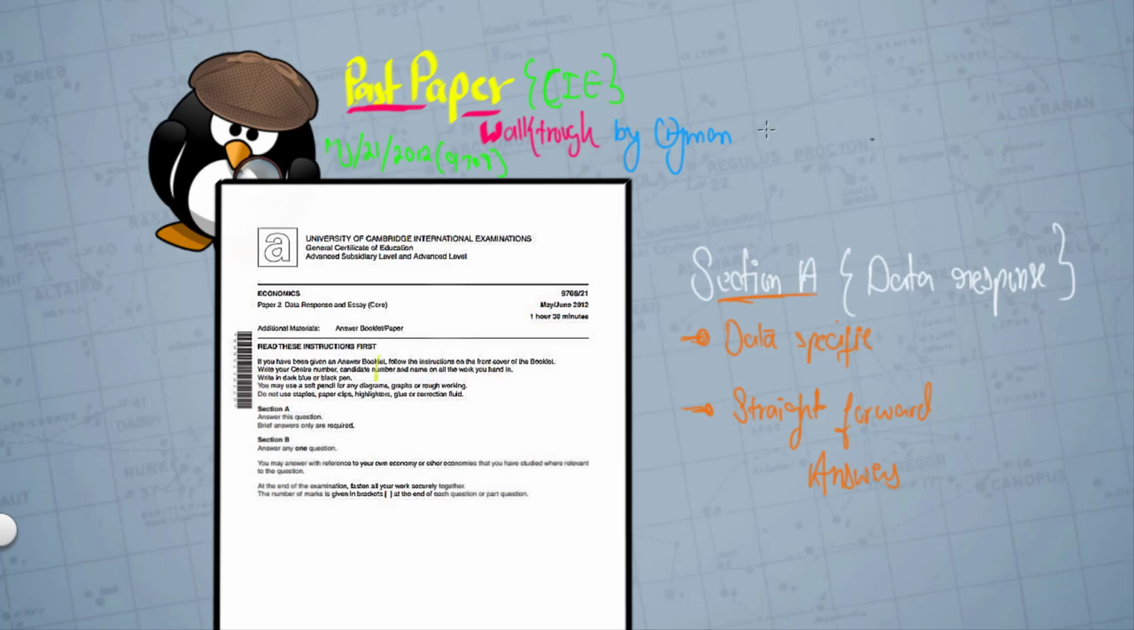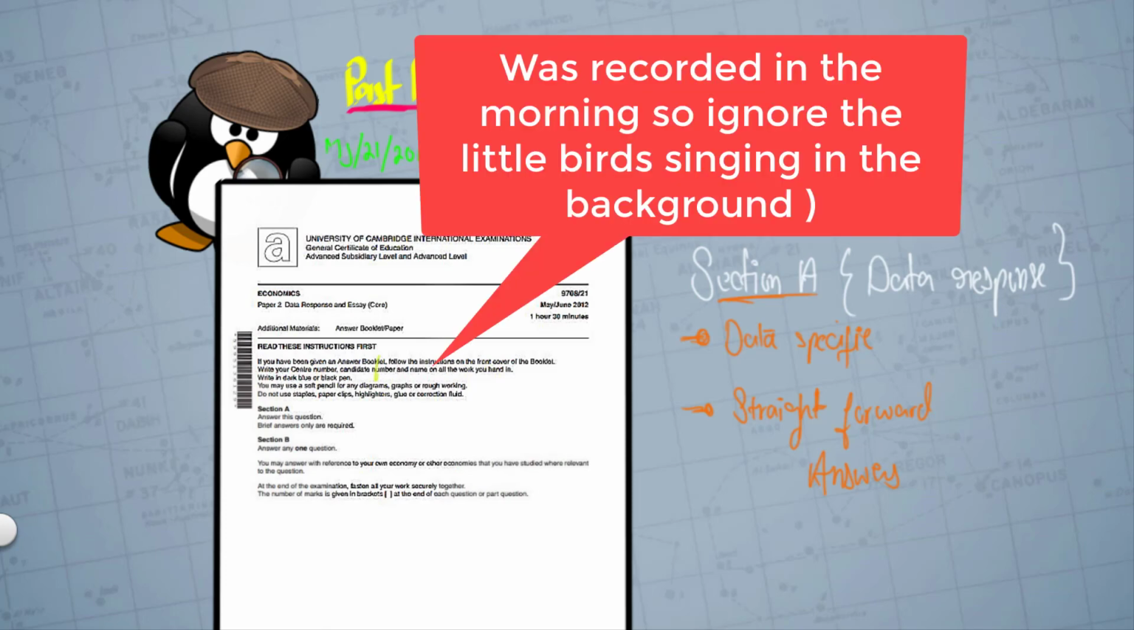Welcome to another walkthrough. In this walkthrough, we'll go through economics instead of maths. We'll be going through 2012 paper number 21 for economics. Before we actually start solving the paper, there are a few disclaimers that I want you guys to know.